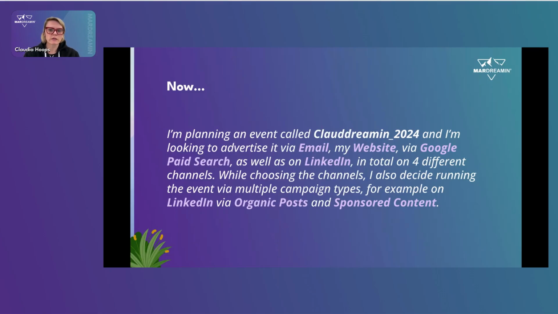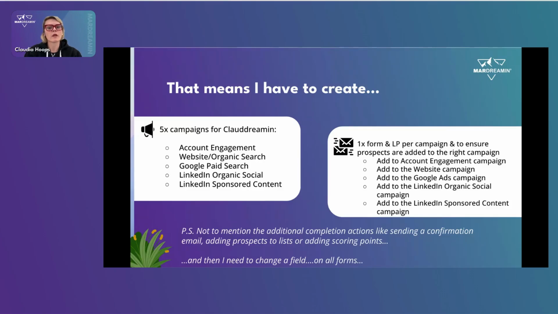And when I'm looking at the channels, I'm also saying, you know what, I would like to also run it via multiple campaign types. So I'm choosing to run it via LinkedIn organic posts and also sponsored content. So what would that now mean, what I have to work on, based on what we just went through?